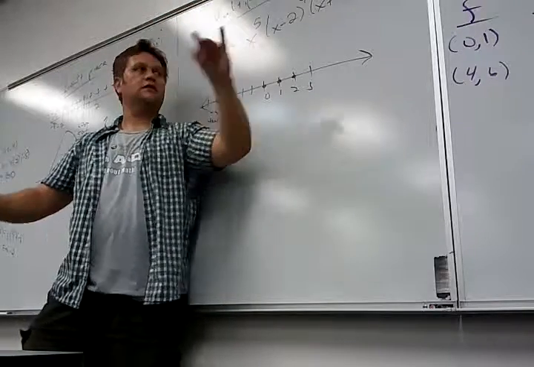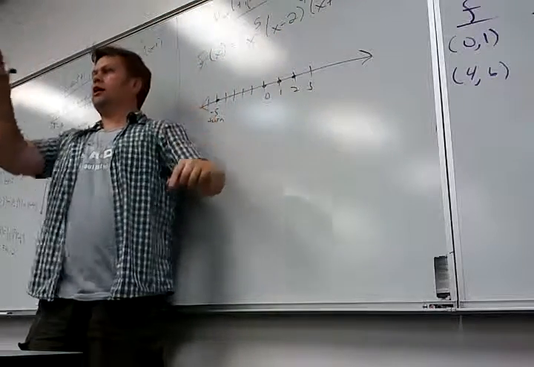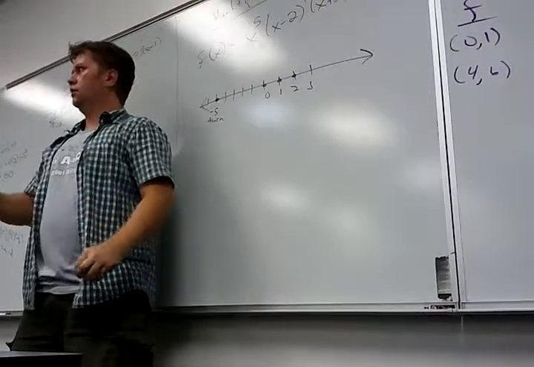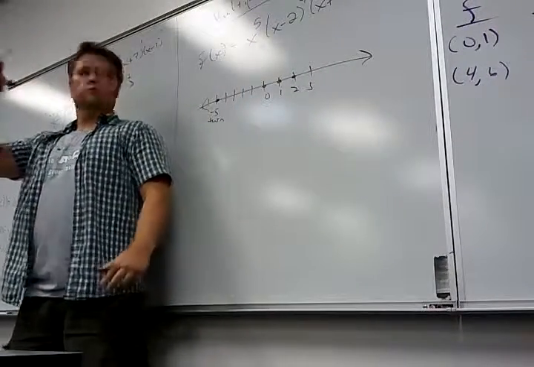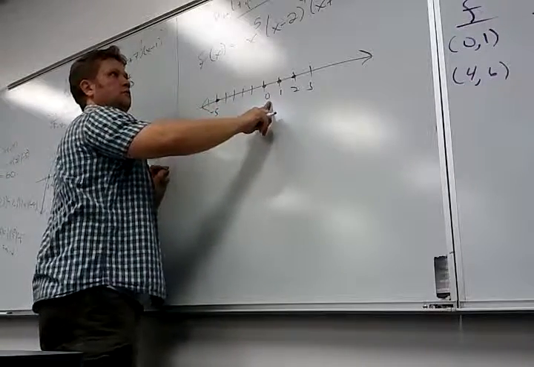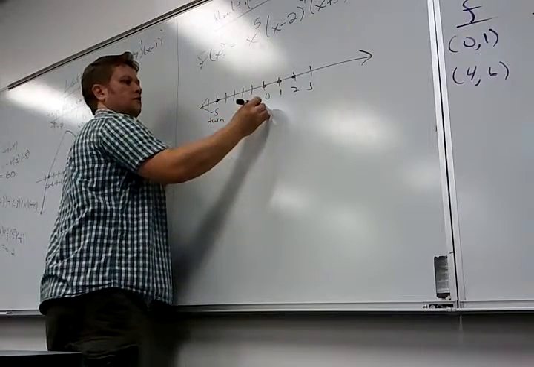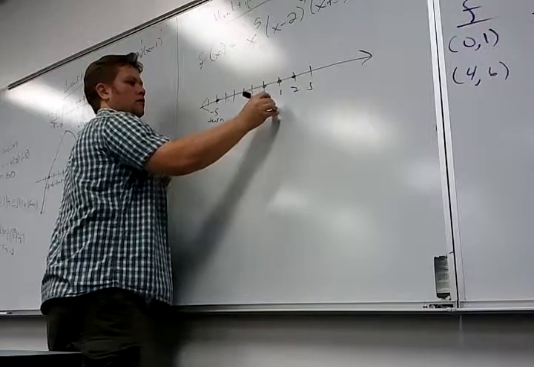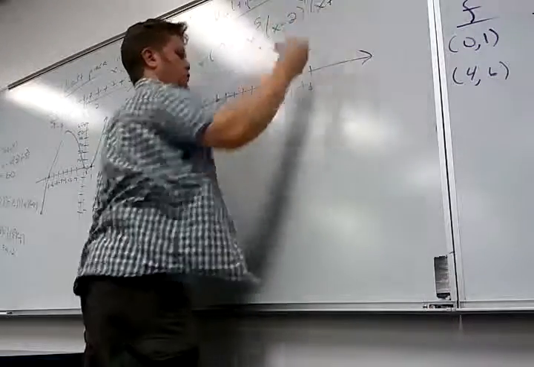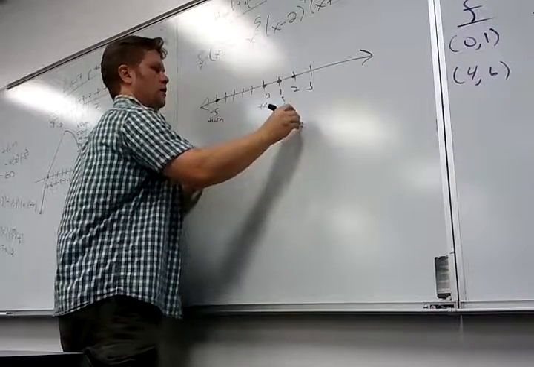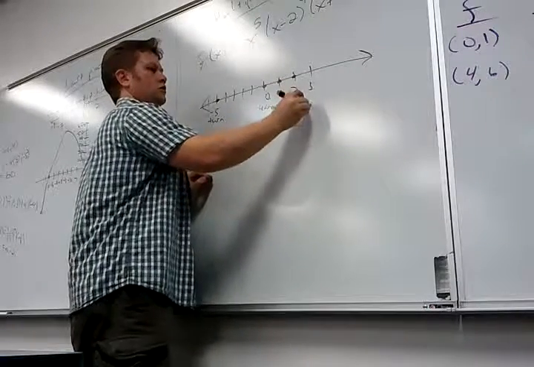You with me? So if it's got even multiplicity, it's going to turn there. It's going to touch and turn. If it's got odd multiplicity, it's going to go through there. So what about 0? Through. What about 1? Yeah, 1 is going to be through. And what about 2? Turn. Okay.